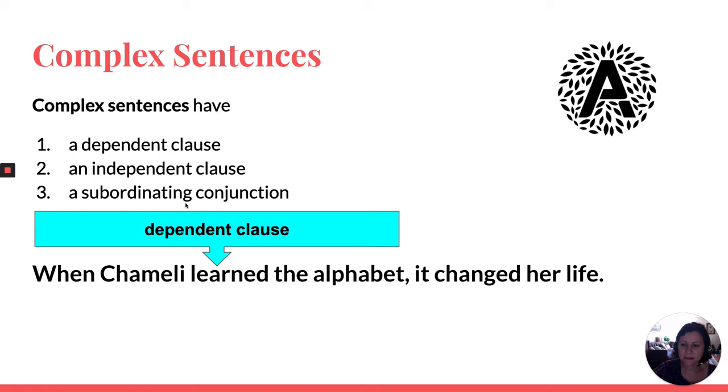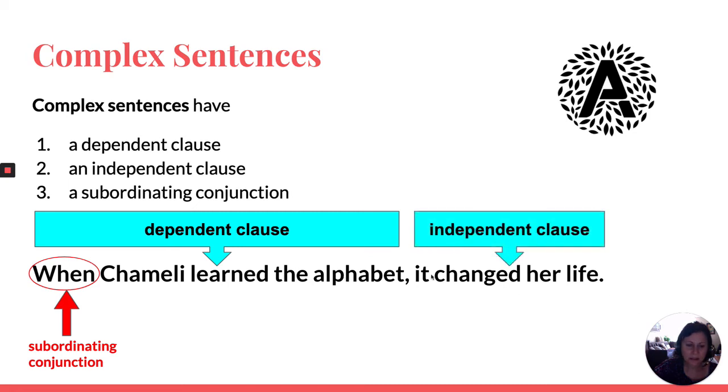This here is a dependent clause. And a dependent clause has a subordinating conjunction, which is "when." When Chameli learned the alphabet, we call it a dependent clause because this is incomplete. When Chameli learned the alphabet, well, what happened when she learned the alphabet? It's an incomplete thought. Here, after the comma, I have my independent clause. It changed her life. I'm finishing the thought and making it complete. And notice we have the comma in the middle between the dependent clause and the independent clause.